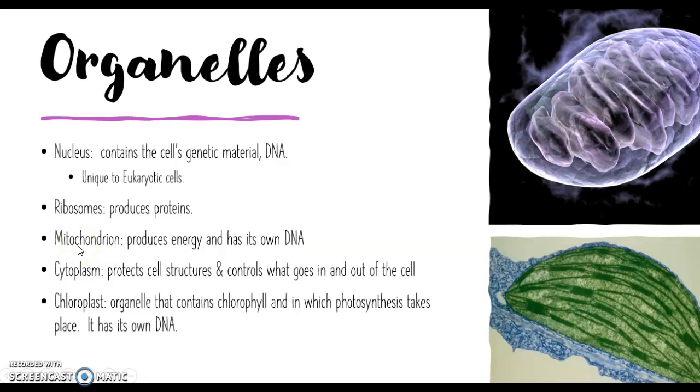The mitochondria. This is a picture of the mitochondria. It produces energy and has its own DNA. You got the cell membrane, which protects the cell structure and controls what goes in and out of the cell. And then you have the chloroplast. This is an organelle that contains chlorophyll, very important for photosynthesis. It also has its own DNA.